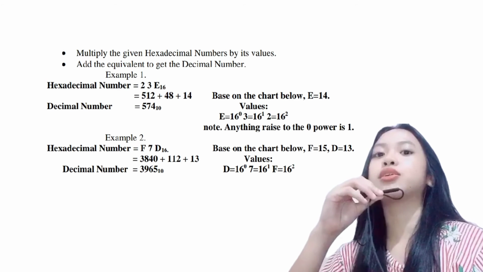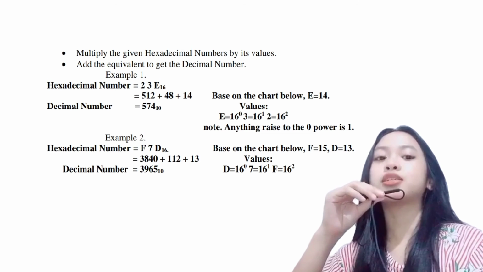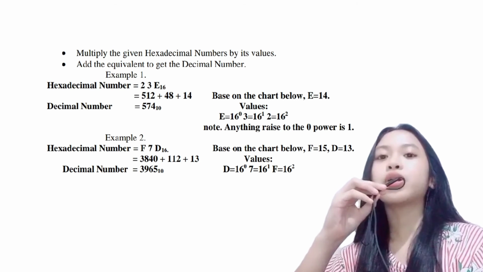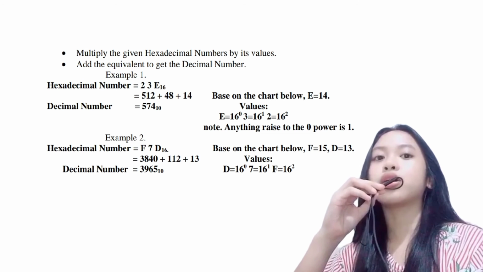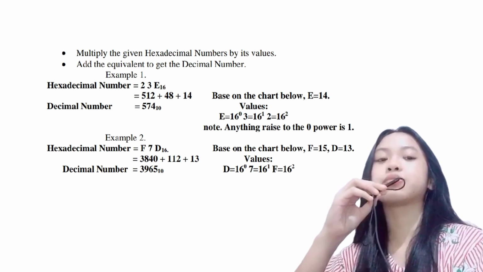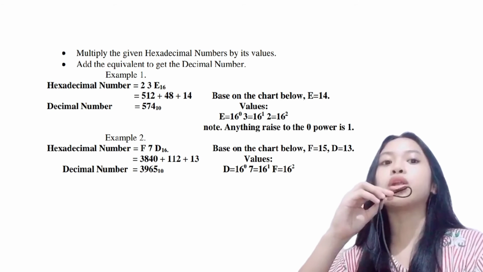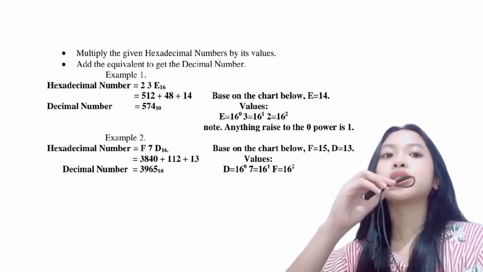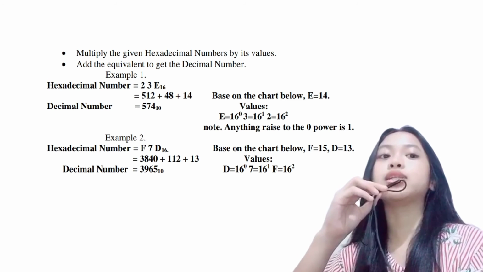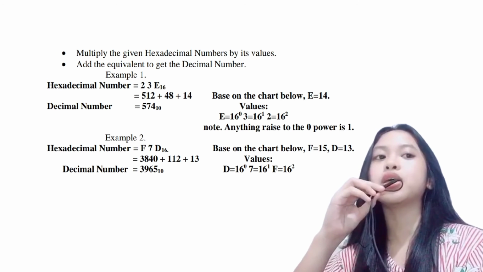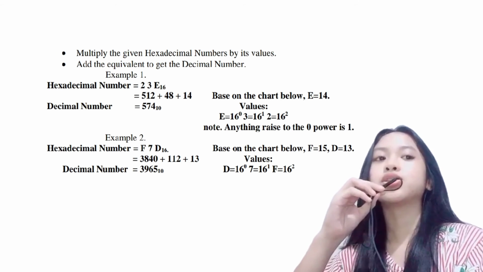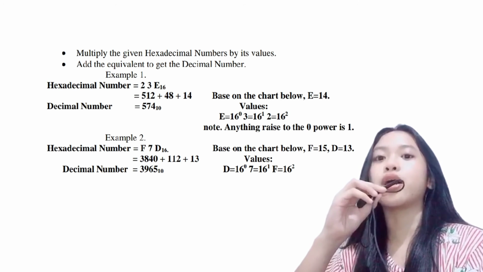Lastly is the conversion of hexadecimal number to decimal number. Before we convert the hexadecimal number to decimal number, we need to know their relationship first. 0 is equal to 0, 1 is equal to 1, 2 is equal to 2, and so on until 9. Then 10 is equal to A, 11 is equal to B, 12 is equal to C, 13 is equal to D, 14 is equal to E, and 15 is equal to F.